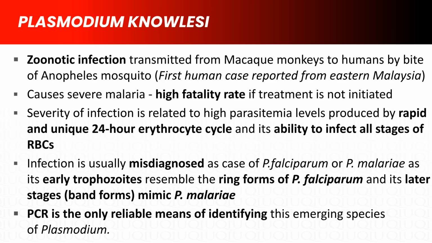Diagnosis is challenging because early trophozoites resemble P. falciparum ring forms, while later band forms mimic P. malariae. PCR is the only reliable means of identifying this emerging species, which is increasingly recognized in Southeast Asia.